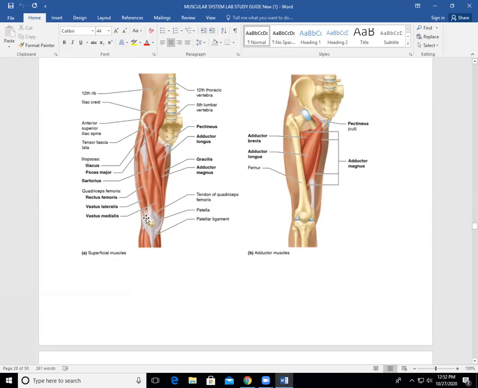And here's your patella, your quadriceps tendon, patellar ligament. All right, here's another view of the adductor brevis, adductor longus, and adductor magnus. But what I really want you to look for now, look for your sartorius, look for rectus femoris, vastus medialis, vastus lateralis. Okay, so I'll give you all a minute to find those.